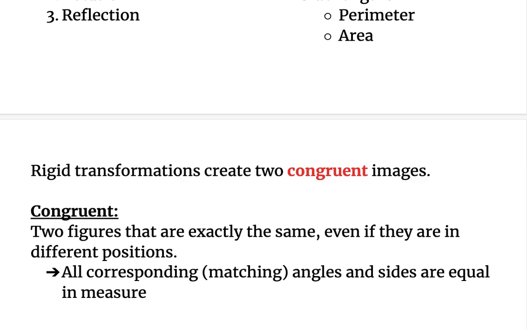So all corresponding or matching angles, like angle A versus angle A prime, angle B versus angle B prime, those are matching or corresponding angles. And the matching or corresponding sides are going to be equal in measure. Be sure you jot this important vocabulary word down before moving on.